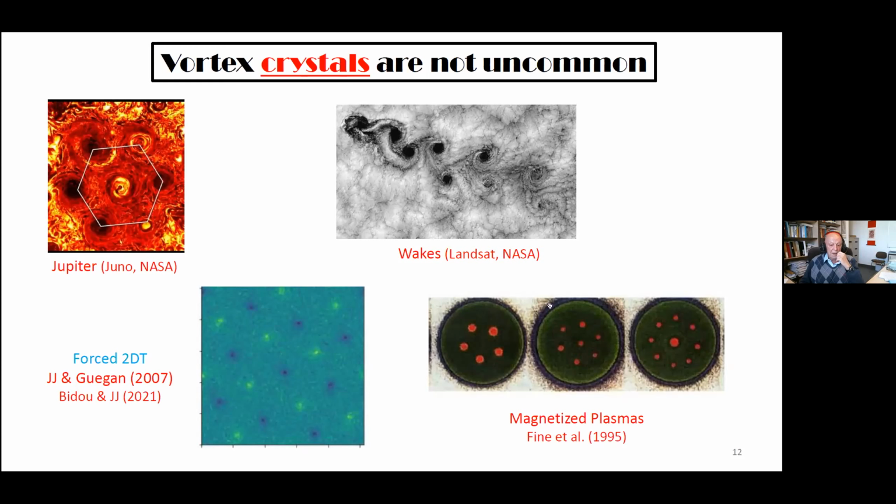And then they stay there for a long time, okay? This also happens in two-dimensional magnetized plasmas, and even in forced two-dimensional turbulence, which is different from decaying turbulence, because now turbulence has all the time in the world. This is infinite time. All the time in the world to crystallize if it wants, and it does, okay?